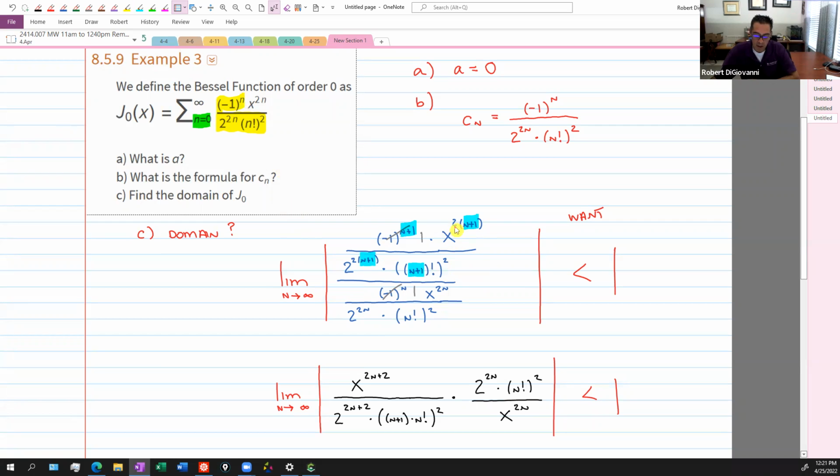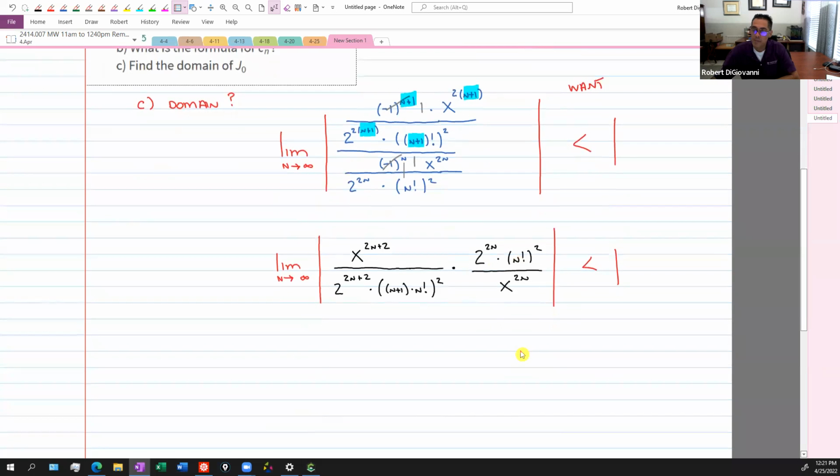Okay, then I rewrote this. I just distributed the 2 through. So that's this. Here I distributed the 2 through. And then from here to here, I broke up the n+1 factorial as n+1 times n factorial, but both of them are still squared. And then I rewrote the denominator, but flipped over. So any questions on that up to that point?